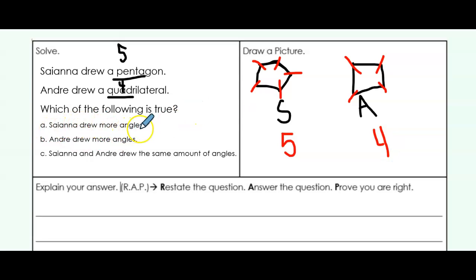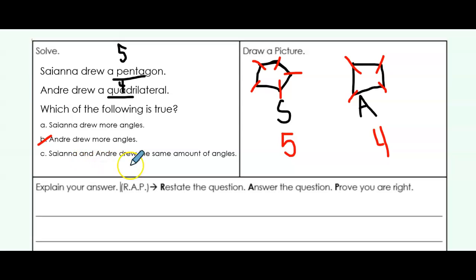So is the answer A, Sayana drew more angles? Yes, it is. But remember, we're not going to circle the correct answer first. We're going to slash the trash and pick the best answer last. So we think A is the answer, but there might be a better answer. So let's leave A alone. B says, Andre drew more angles. Is that true, boys and girls? No, it's not. So slash the trash.